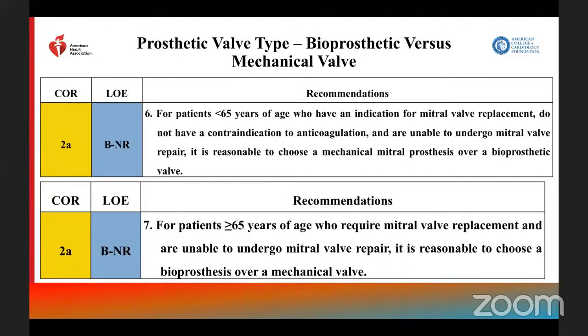For patients less than 65 years of age who have an indication for mitral valve replacement, do not have a contraindication to anticoagulation, and are unable to undergo mitral valve repair, it's reasonable to choose a mechanical mitral prosthesis over a bioprosthetic valve. It used to be 70 years, and the newest guidelines say less than 65. For patients equal to or more than 65 years of age who require mitral valve replacement and are unable to undergo mitral valve repair, it's reasonable to choose a bioprosthesis over a mechanical valve as a class 2A recommendation.